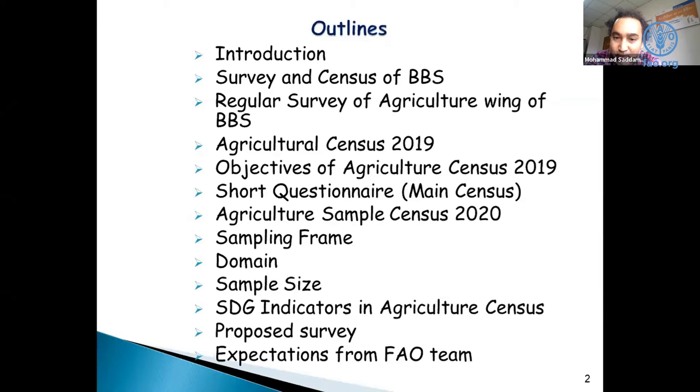Then I will explain the agriculture sample census recently conducted in 2020, the sample frame that was used, and the domain sample size. And especially I will focus on SDG indicators in the agriculture census and the relevant survey that we are proposing, and then our expectations from the FAO team.